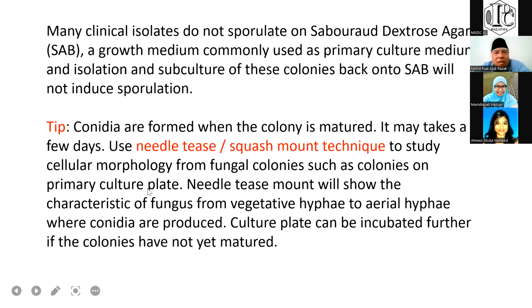But the problem is many clinical isolates do not sporulate on Sabouraud dextrose agar. So I think most, maybe all labs in Malaysia use Sabouraud dextrose agar as their primary culture medium for isolation of mold from clinical specimens. Okay, but the problem is many molds do not sporulate on SDA, but not all, but many.